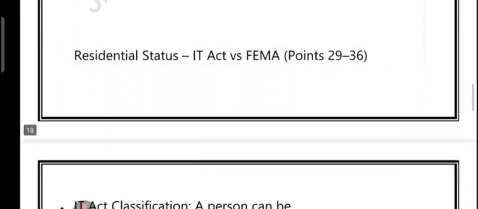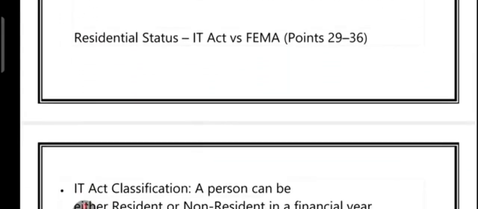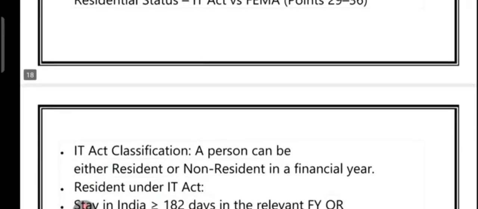Now friends, let's talk about residential status: IT Act versus FEMA. Under the Income Tax Act, you are either a resident or a non-resident for the whole financial year.